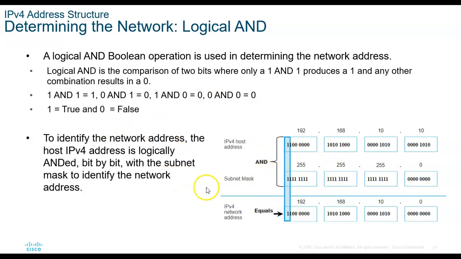So this is just logical ANDing. And you just go bit by bit. But the easy way is if you've got all ones, it's just going to be the same in that octet.